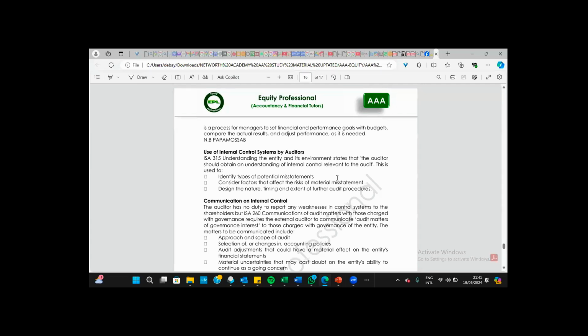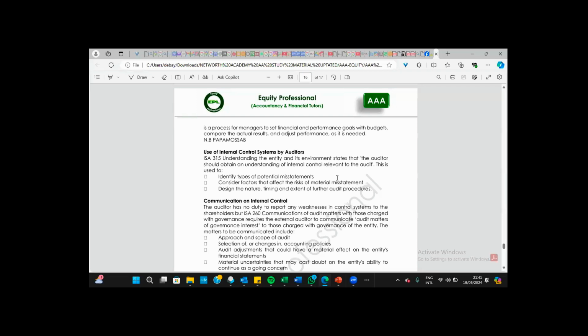All right. Then the next thing you need to look at is communication on internal control. Now, the communication on internal control rests with what? The management. It's only the management that should be communicated to on whatever happens with the internal control system. That is why the management letter is usually addressed to the management. Some of the things that will be contained in that management letter is what we call the approach and scope of the audit.